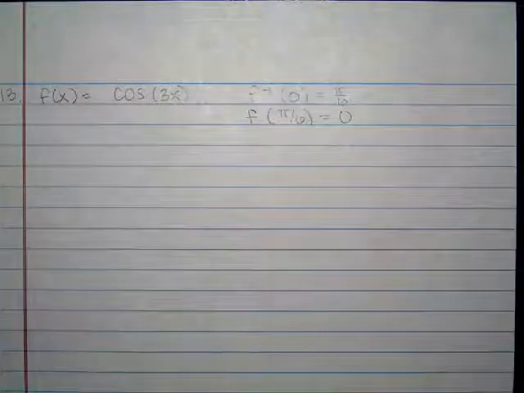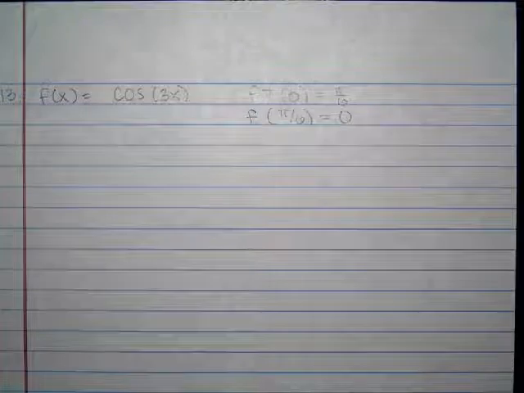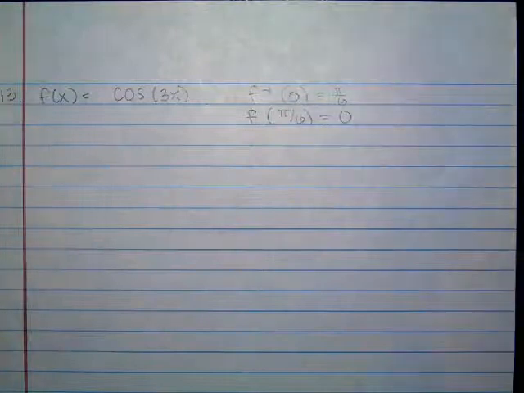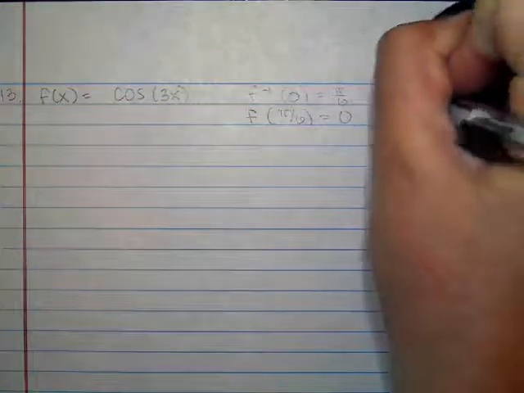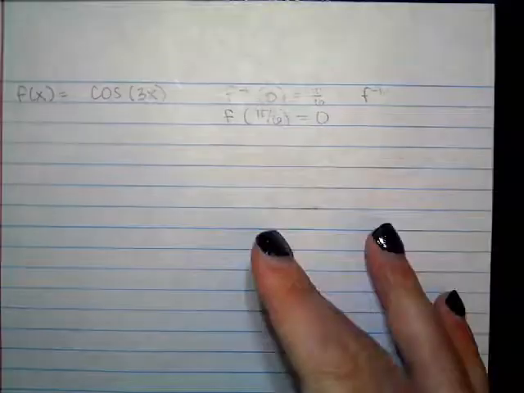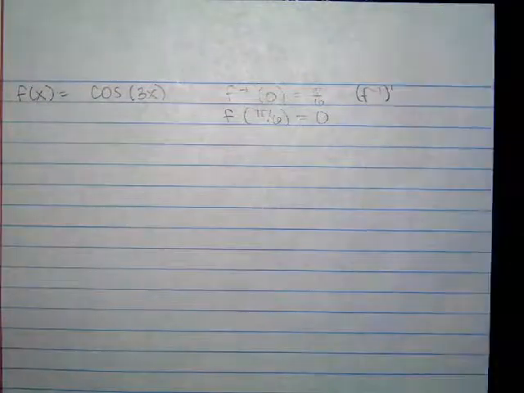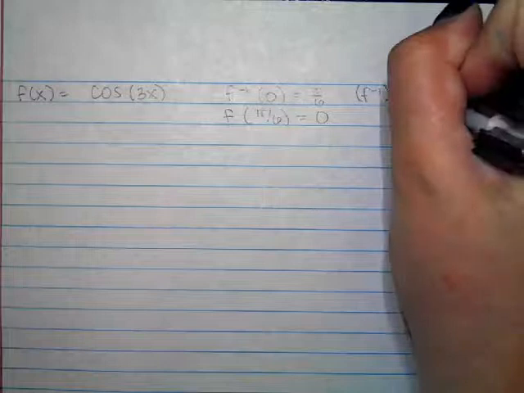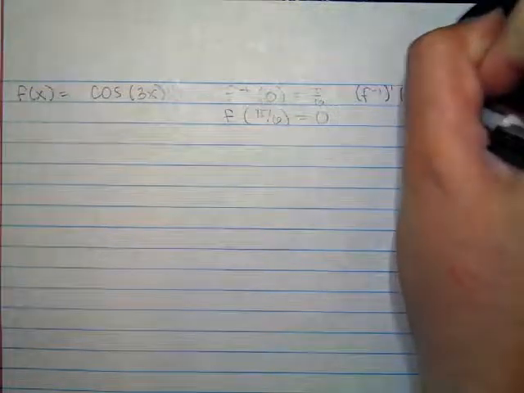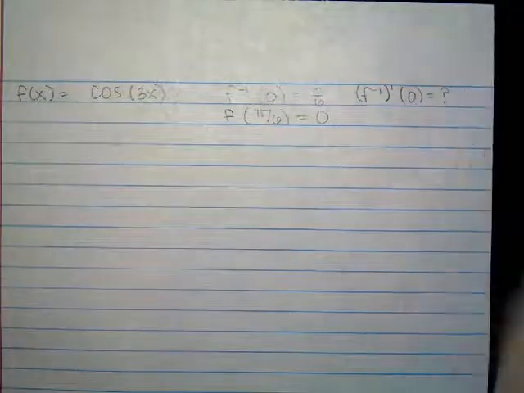Actually I didn't botch it. They told us to find the derivative of f inverse of x, and they wanted us to do it at 0. So take f inverse and find the derivative, so that's f inverse prime, and do that at x equals 0, so that's f inverse prime of 0. That's what we're finding.